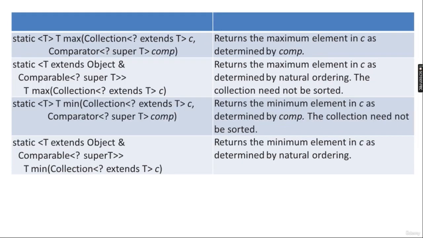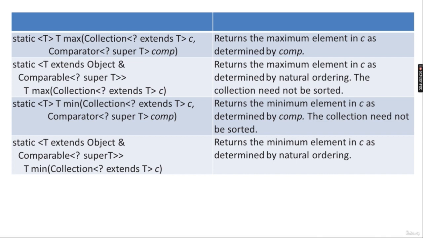static <T> T max(Collection<? extends T> C, Comparator<? super T> comp) returns the maximum element in C as determined by the comparator. static <T extends Object & Comparable<? super T>> T max(Collection<? extends T> C) returns the maximum element in C as determined by the natural ordering. The collection need not be sorted.